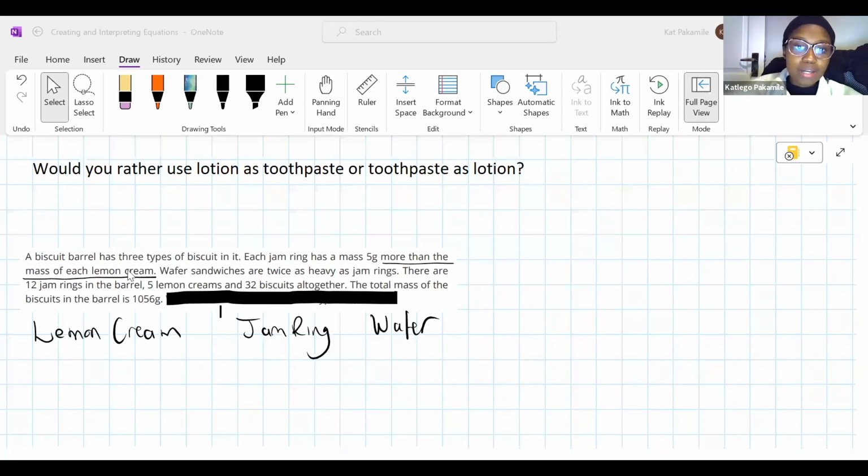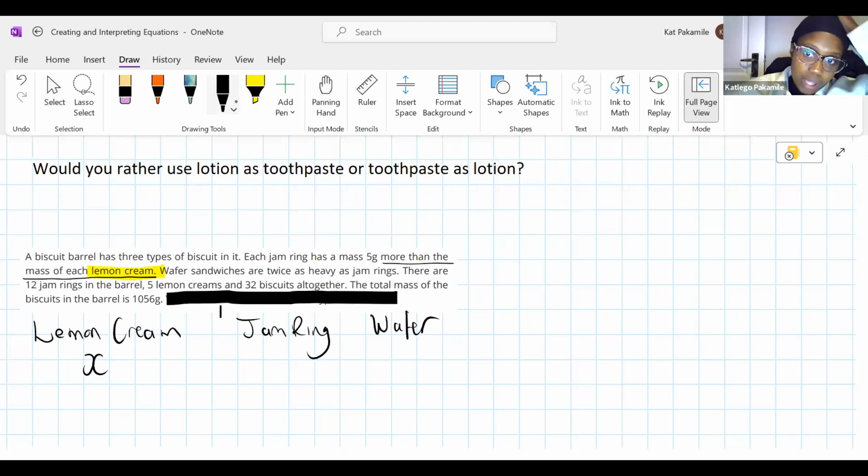So it seems like we are starting from lemon creams because it's telling us it's this much more than lemon creams. I'm going to use yellow for lemon creams. So I'm going to choose my lemon creams as X. If my lemon creams are X, then the jam rings will be X plus 5. Are we with me? Did I lose anyone so far?